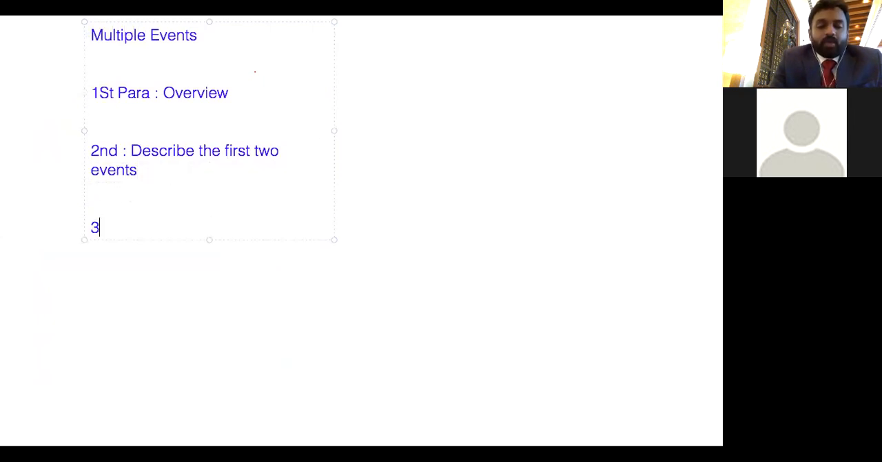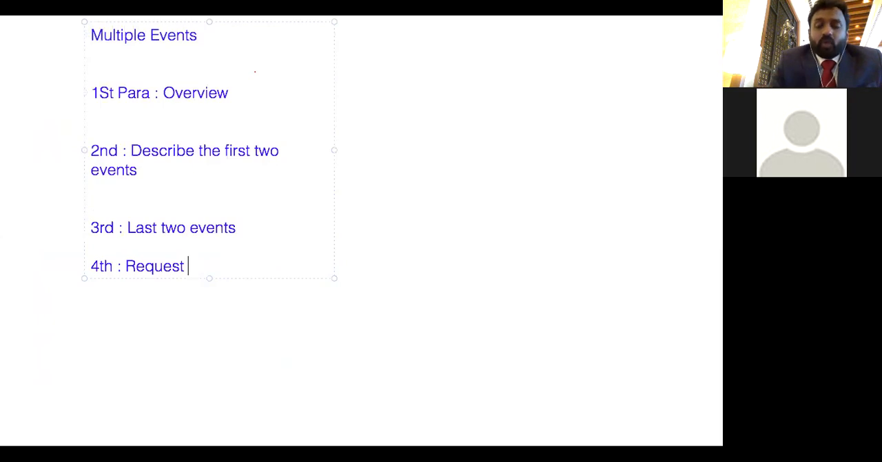And in your third paragraph, you describe the last two events, because the events in between will be almost similar and do not carry much importance. The second paragraph describes the first two events, the third paragraph the last two events, and your fourth paragraph remains the same. That is called the request and recommendations, what you have for the person. So only your first and fourth remain the same for all the letters. Your second and third paragraphs keep on changing.